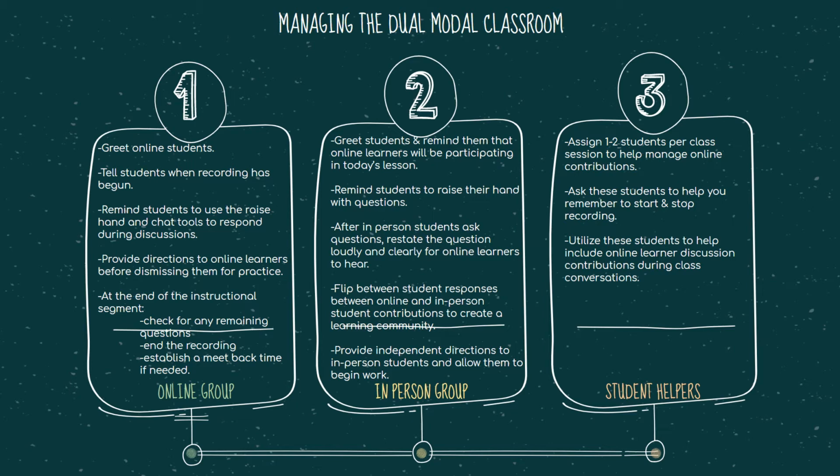Once you've finished your recorded sessions and have given your online students their instructions, do the same for your in-person students and allow them to begin working. To help you with this, ask one or two students to serve as liaisons between you and the online students. Ask your student helpers to let you know when there's a question or a response from an online student. You can ask them to remind you to start or stop the recording. These student helpers will help you stress less and engage and establish a strong learning community from your online students.